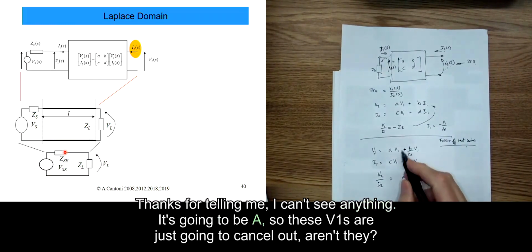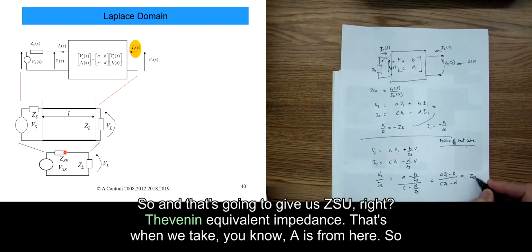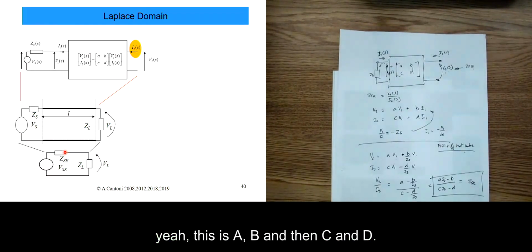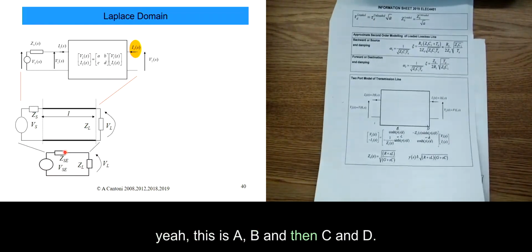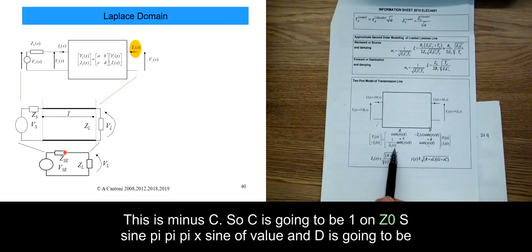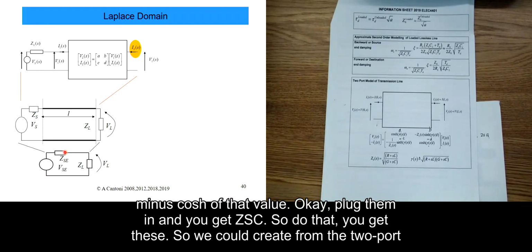These V1s are just going to cancel out, aren't they? It's going to be A ZS minus B on C ZS minus D, right? And that's going to give us ZSE, the Thevenin equivalent impedance. A and B are from here, and then C and D. This is minus C, so C is going to be 1 on Z naught times the hyperbolic sine of that value, and D is going to be minus cos of that value. So plug them in and you get ZSE.